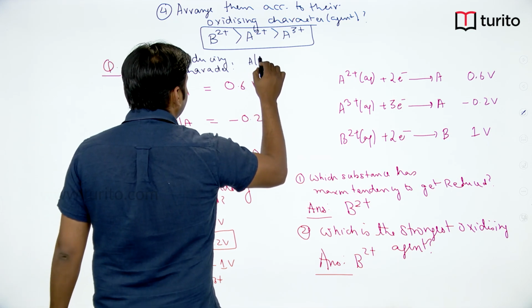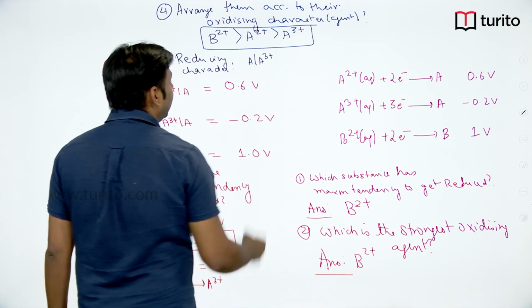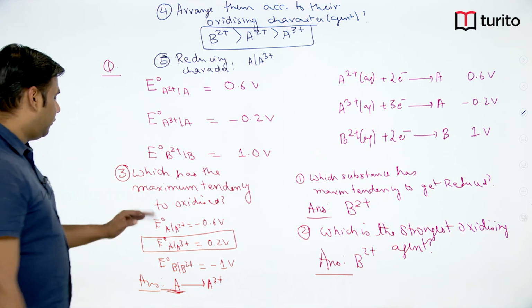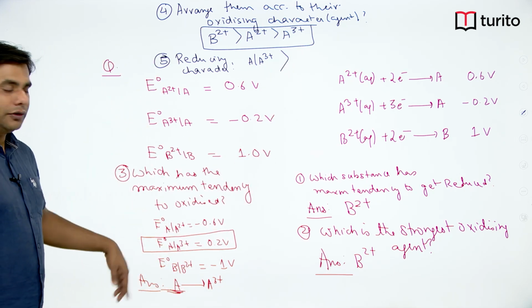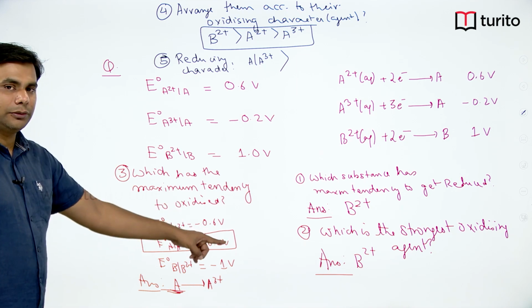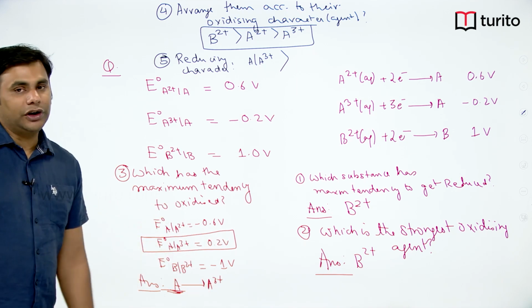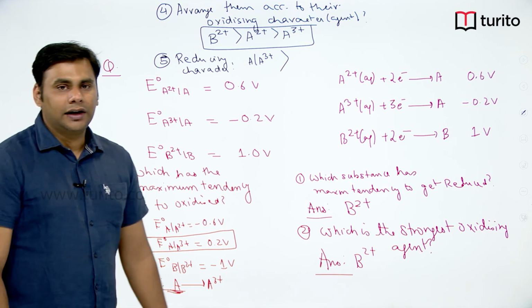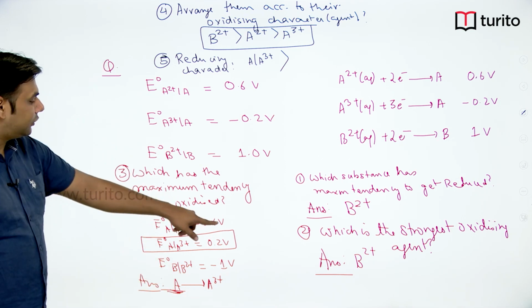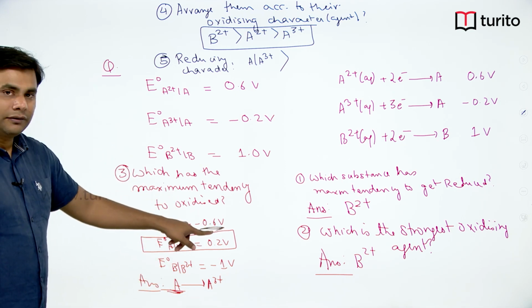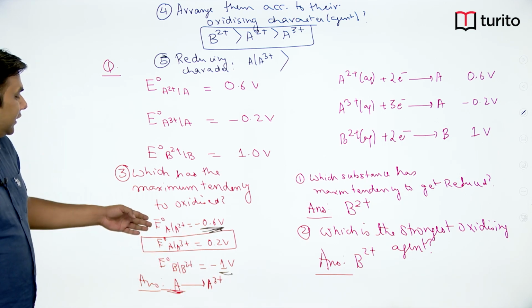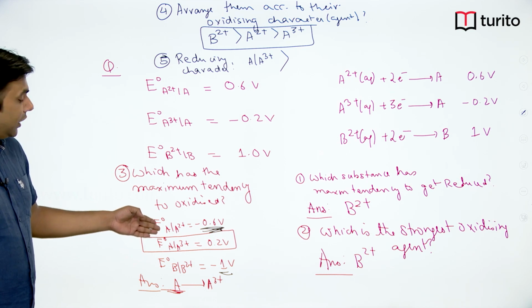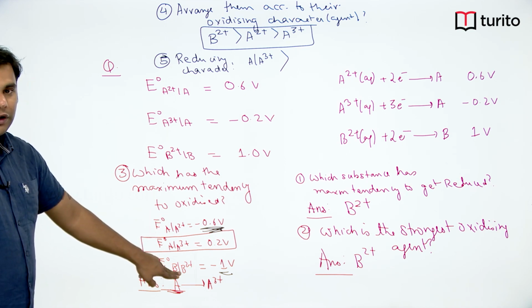So reducing character of A changing into A3 plus would be maximum, followed by, now both of them are negative. A changing into A2 plus, oxidation potential is negative. B changing into B2 plus, oxidation potential is again negative. Now out of these two, the oxidation potential of this is less negative. You can see the magnitude is 0.6 and this is 1. So the tendency of this to get oxidized will be more than that of B.